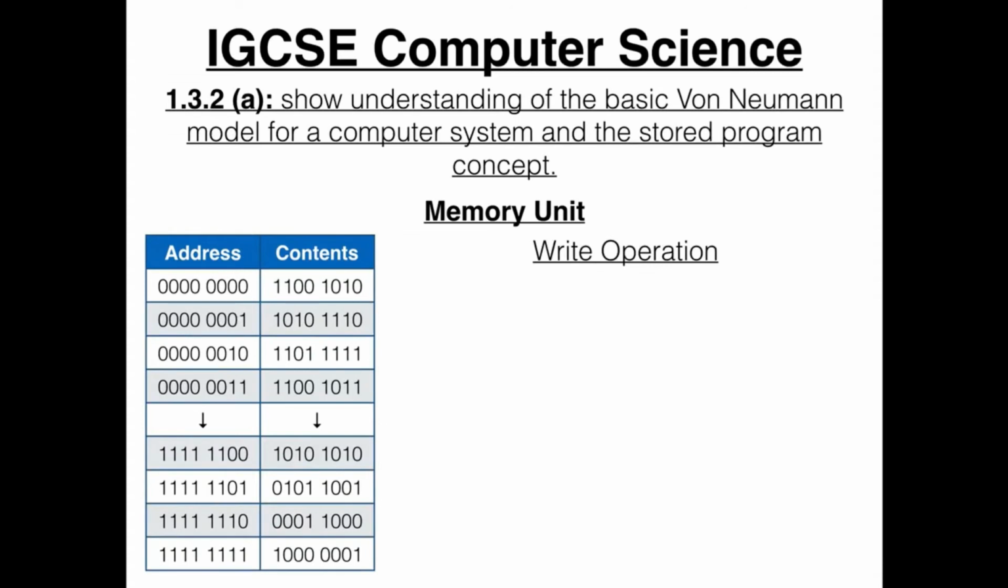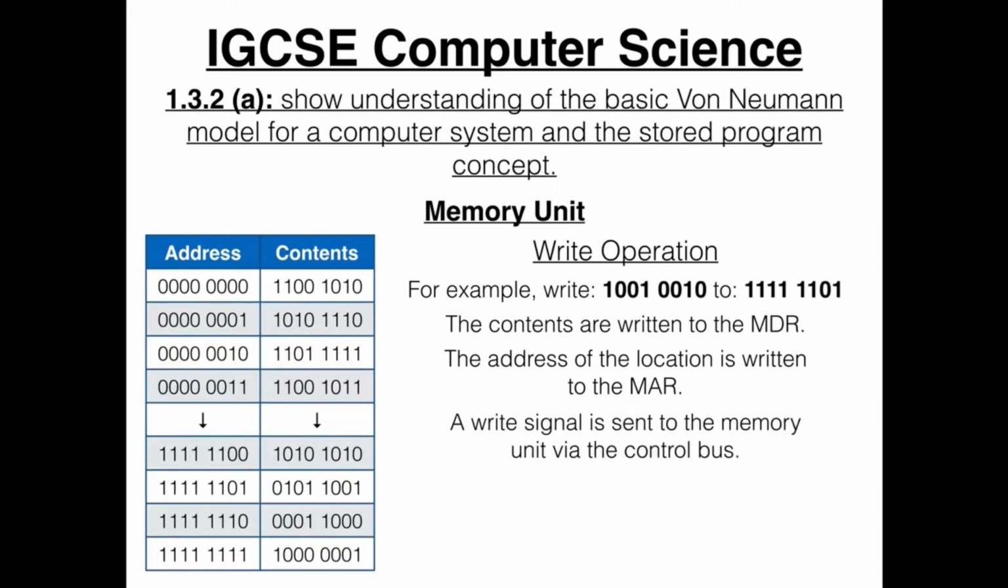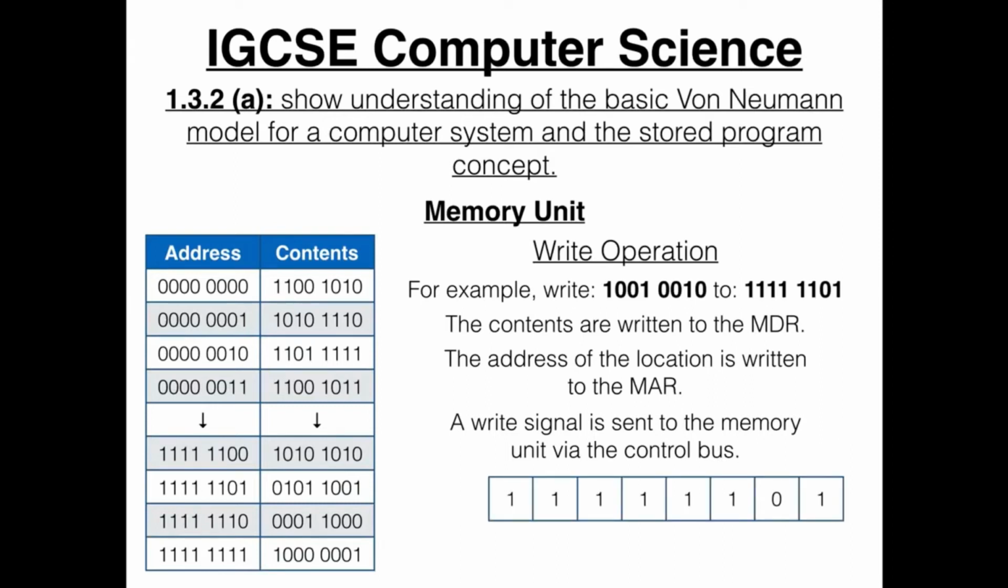So let's look at the write operation. Say we want to write this to location 11111101, which is right here. So we want to replace this value with this value. The contents are written to the MDR, so the data is written to the MDR. The address is written to the MAR, and a write signal is sent to the memory unit via the control bus to make this happen.